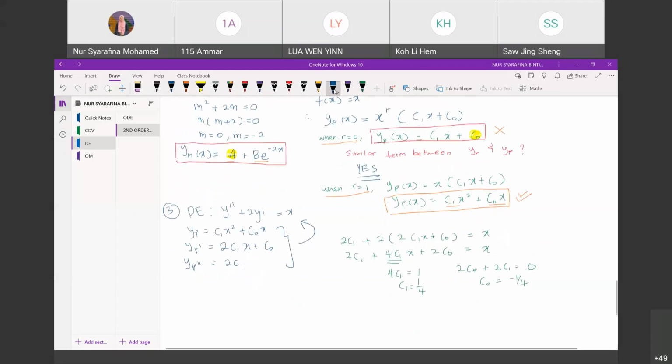Then YP equals 1 over 4 x squared minus 1 over 4 x. So the final solution should be y(x) equals YH plus YP. Just combine. So this is the general solution of this non-homogeneous differential equation.